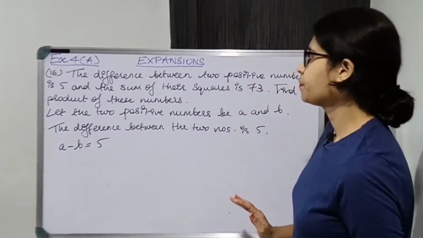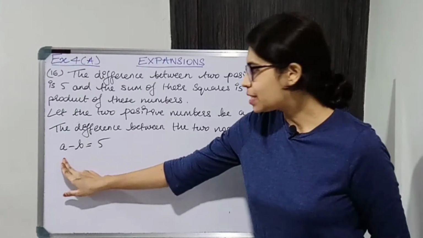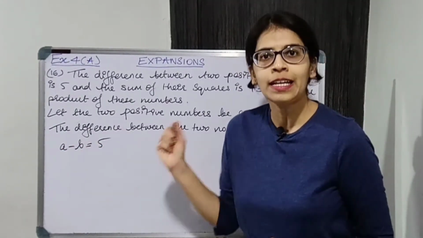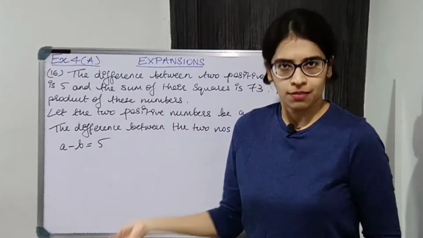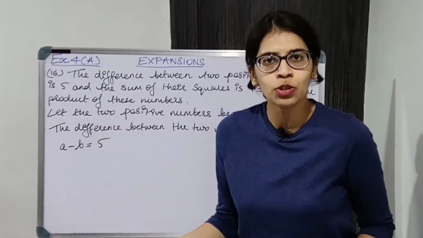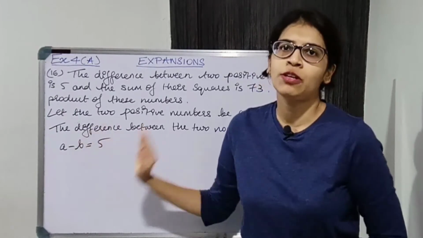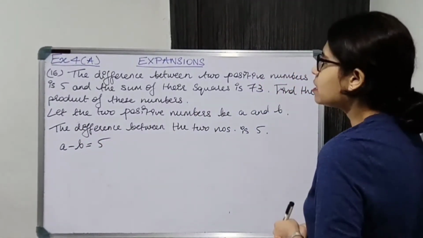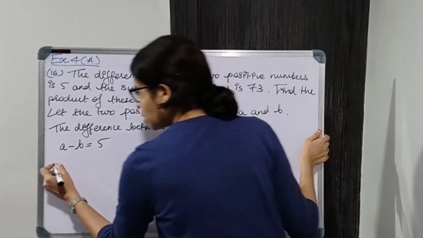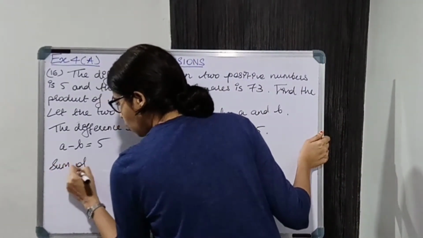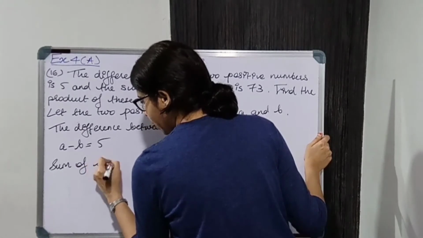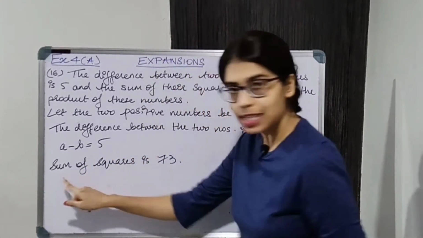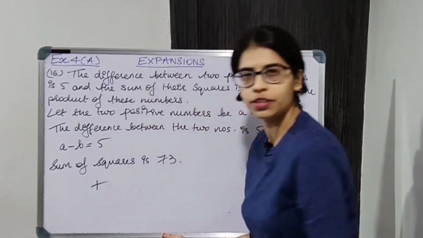Difference means subtraction. So subtraction of two numbers is 5. Let's say a minus b is 5. Okay, you can also take b minus a equal to 5, but I am taking a minus b equal to 5. And the sum of their squares is 73. Sum of squares is 73.